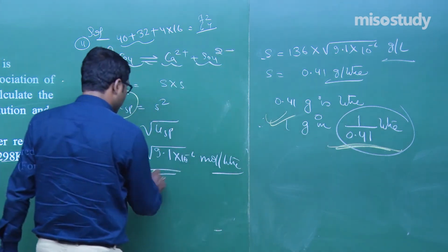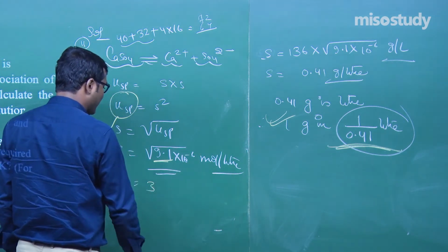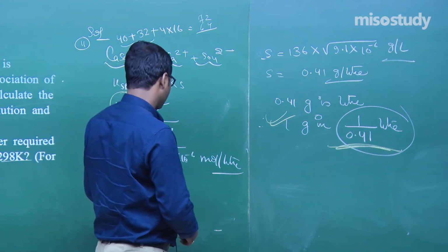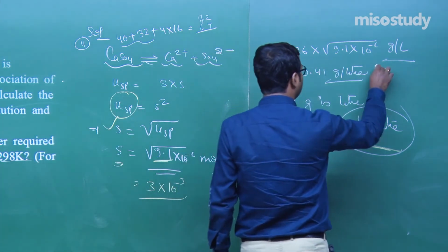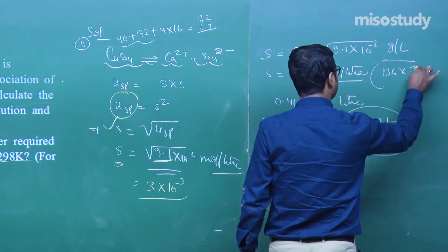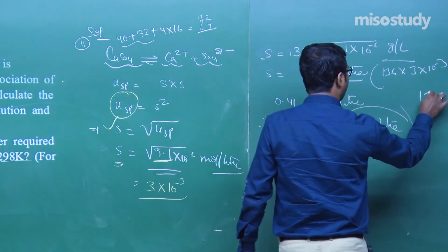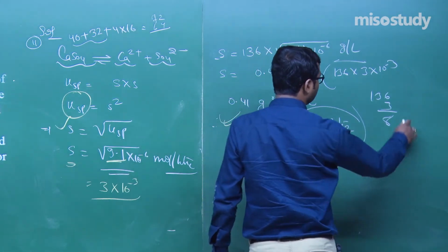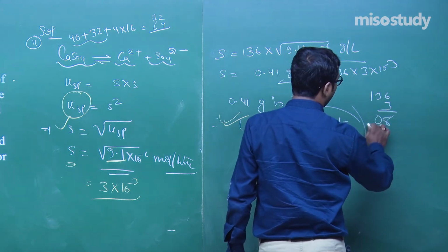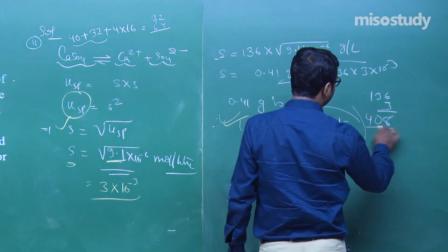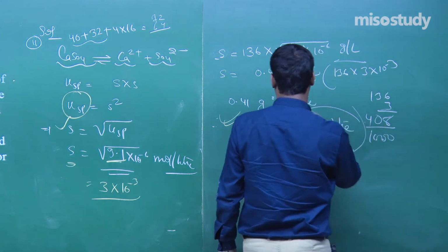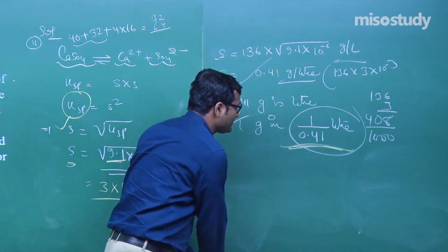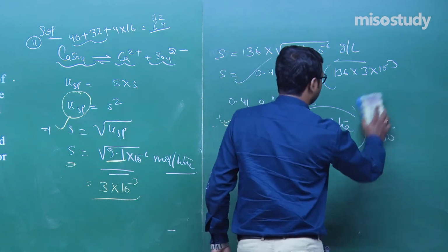If I estimate, then we know the root of 9 is 3 and root of 10 to the power minus 6 is 10 to the power minus 3. Now you can write here 136 into 3 into 10 to the power minus 3. 136 into 3 is 408, divided by 1000. So what do we get? 0.41. Look, you can get the value. So it's very simple, the calculation part should be strong.